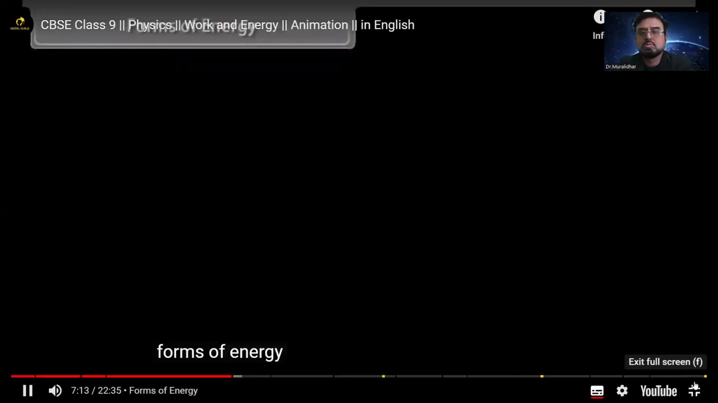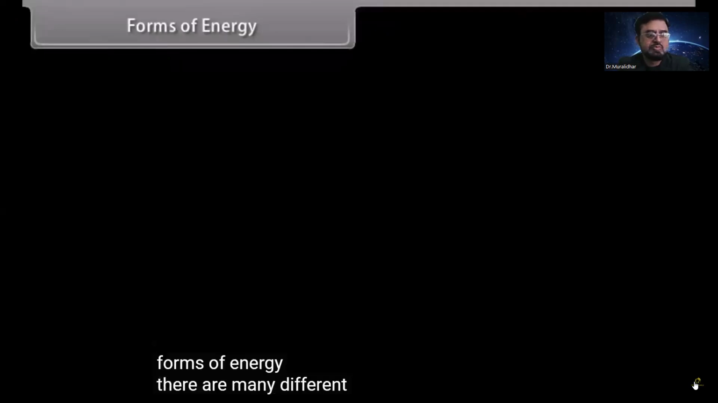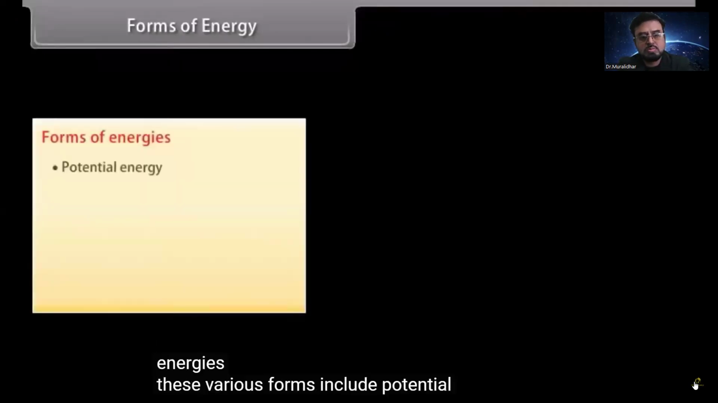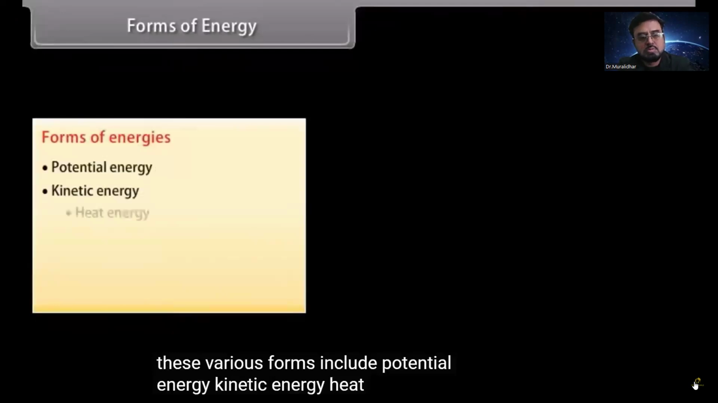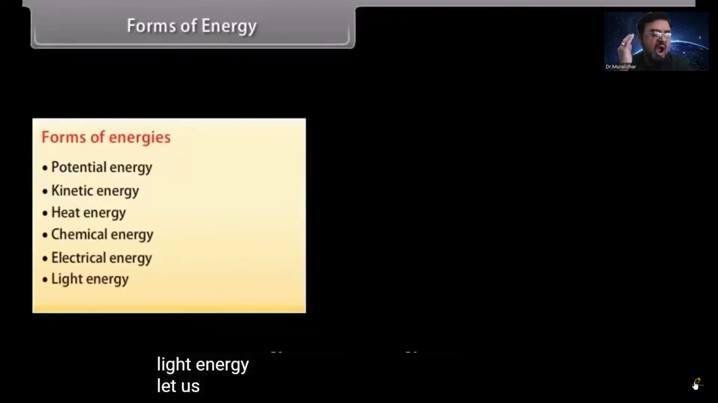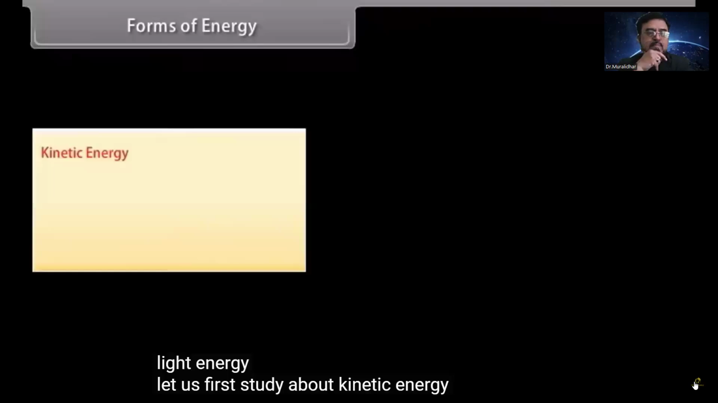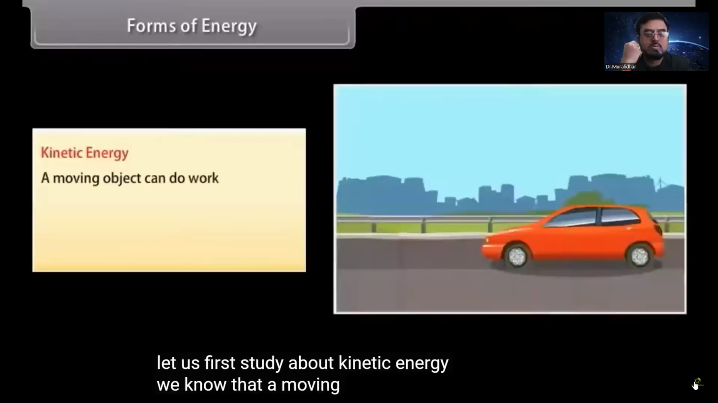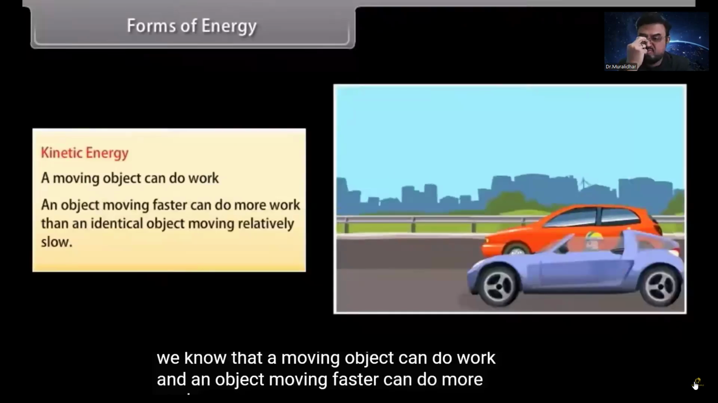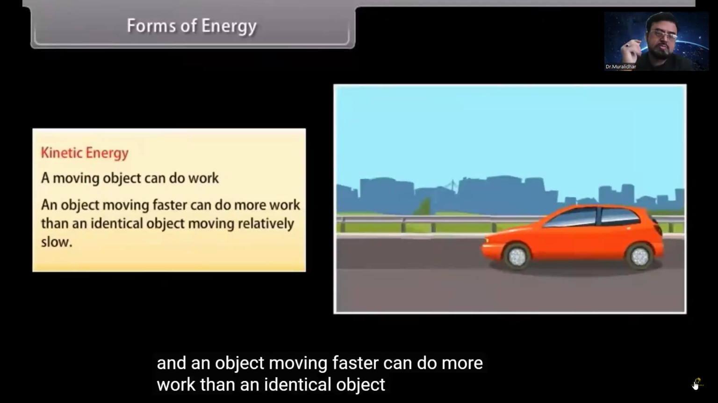Forms of energy. There are many different forms of energies. These various forms include potential energy, kinetic energy, heat energy, chemical energy, electrical energy, and light energy. Let us first study about kinetic energy. We know that a moving object can do work, and an object moving faster can do more work than an identical object moving relatively slow.